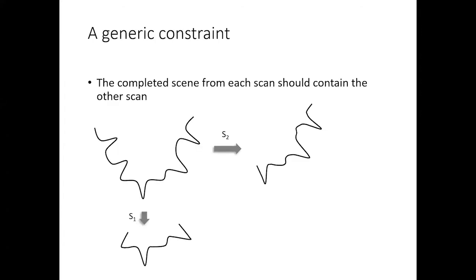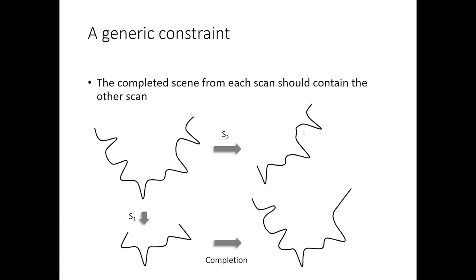It turns out that there's a generic constraint, in the sense that this is also true for multiple inputs, not just two. If we think about the complete scene, we have two observations here. When we do the completion, even though we don't know the relative pose between them, essentially we have the constraint that the completion should contain the second thing. It should contain the second thing, even though we don't know the pose.